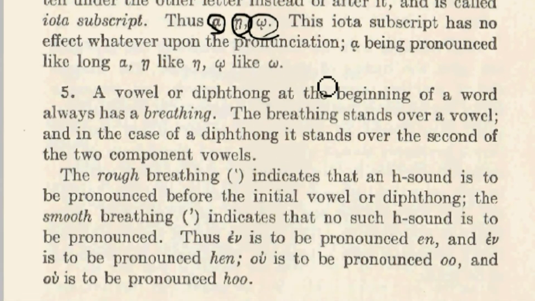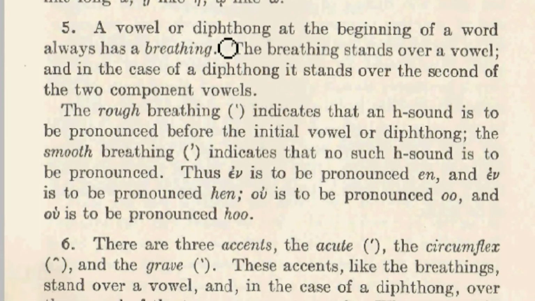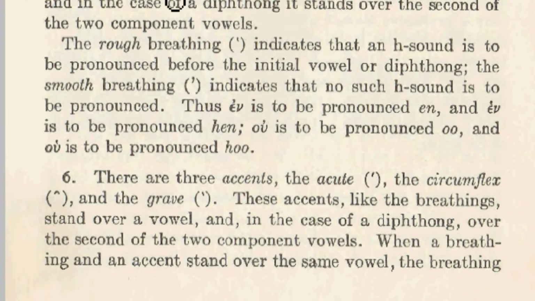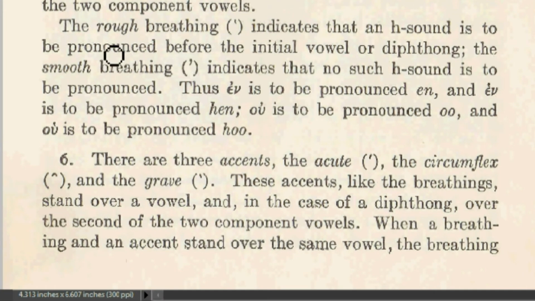Each Greek word that begins with a vowel or a diphthong has what's called a breathing at the beginning. There are two breathers. One is called the rough breather, one is called the smooth breather. A rough breather looks like a backwards apostrophe. A smooth breather looks like a regular apostrophe. The regular apostrophe as a breather has no effect on pronunciation. So for example, this word would be pronounced N.